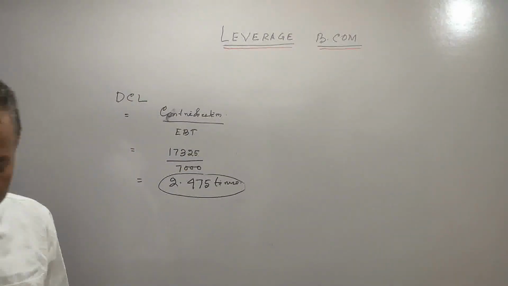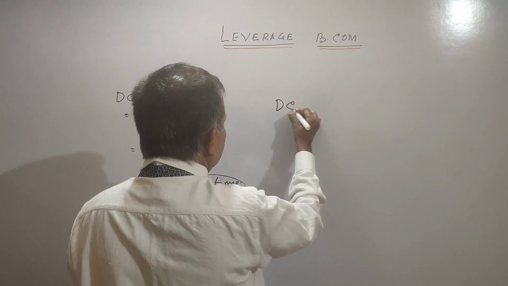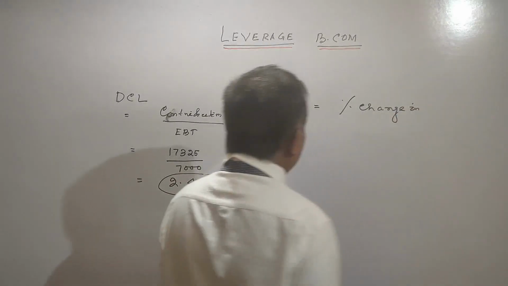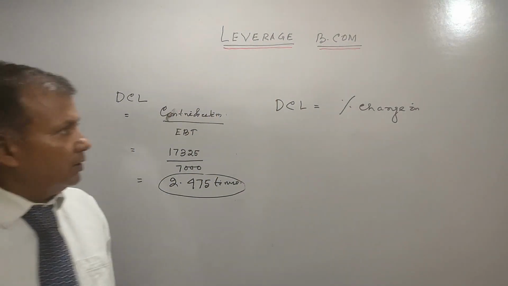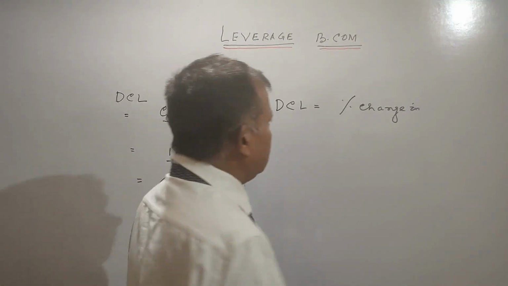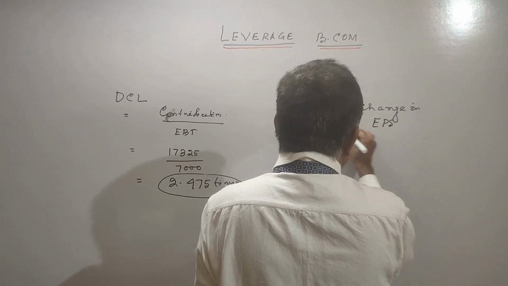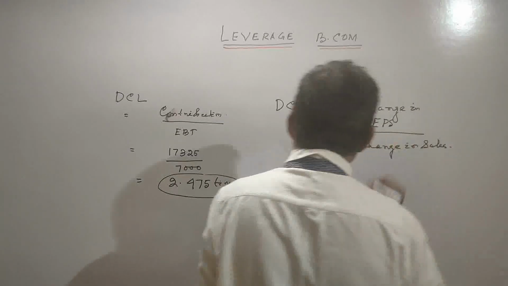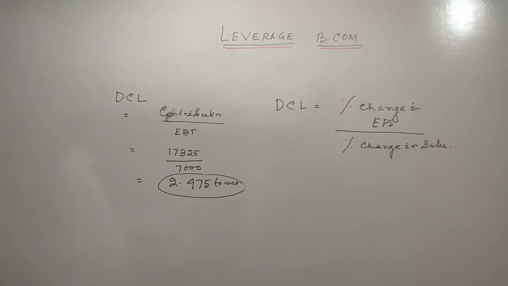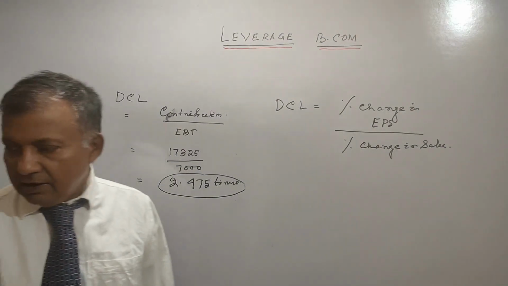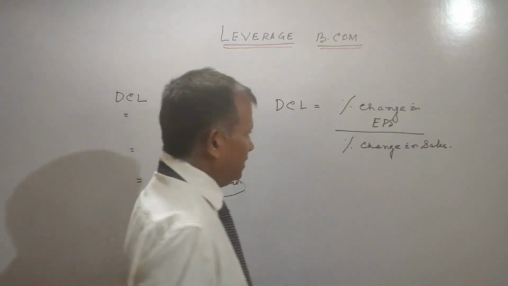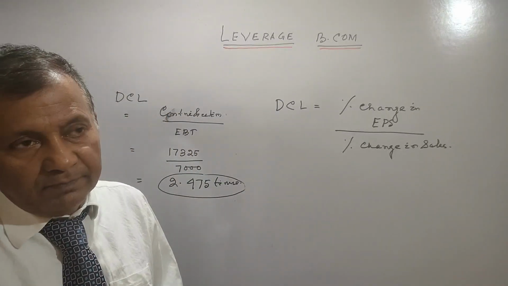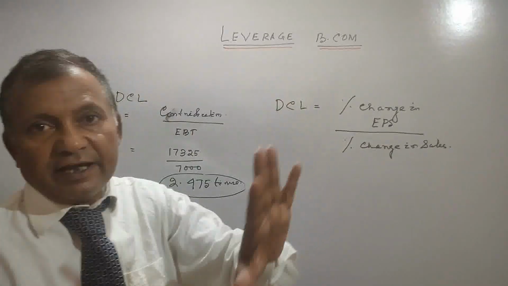We can apply this formula, that is DCL is equal to percentage change in EPS by percentage change in sales. So DCL is equal to percentage change in EPS by percentage change in sales. The percentage change in EPS is not given. The percentage change in sales is given in the problem. So if you have read the problem, in the question they have given you percentage change in sales 5%.